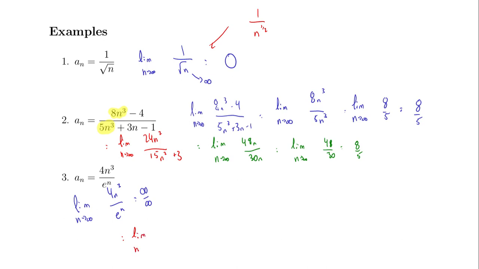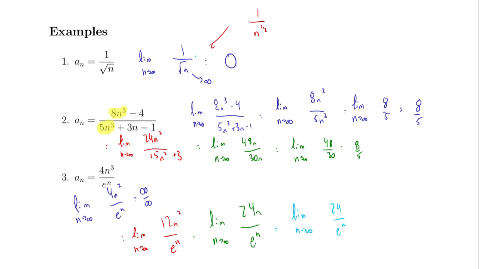So we'll say this is the limit as n goes to infinity of 12n squared over e to the n. That's my derivative of the top and derivative of the bottom. I'll have to do it again. 24n over e to the n. And let me do it one more time. I'm going to run out of colors eventually. 24 over e to the n. And my exponential is still going to go to infinity.